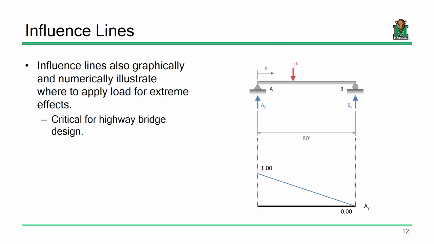Now, influence lines help us out quite a bit when we're looking at bridge design because of 2 reasons. Number 1, they graphically tell us where to put the load to generate.